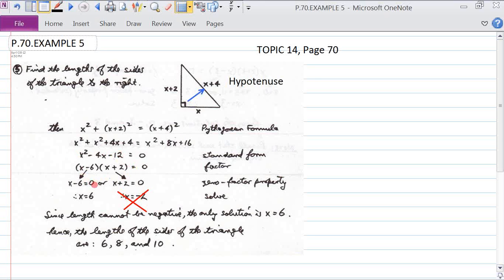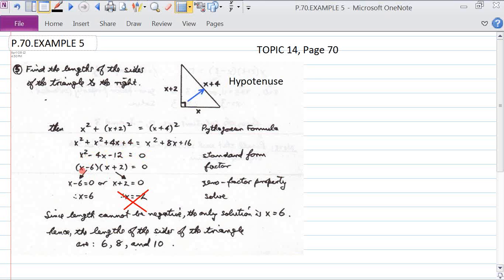So really what I'm doing is I'm collecting the terms. Here I've collected x squared plus x squared, and it gives me this on the left-hand side. The 4x plus 4x, this goes over to the left, becomes minus 8x. Minus 8x plus 4x gives me minus 4x. And plus 16 on the right becomes minus 16 on the left. Minus 16 plus 4 gives me minus 12. And now I have it in the standard form, ax squared plus bx plus c equals 0.